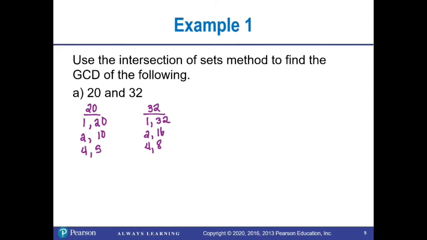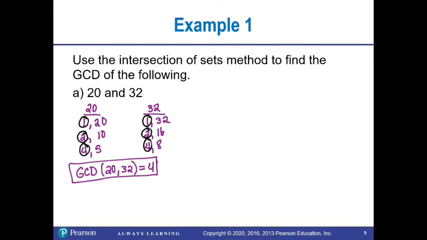Now, when I'm finding the GCD, I want to look at the common divisors. So 1 is in both lists, 2 is in both lists, and 4 is in both lists. The greatest common divisor is the greatest number that is in both lists. So here, our greatest common divisor of 20 and 32, notice our notation, is 4.